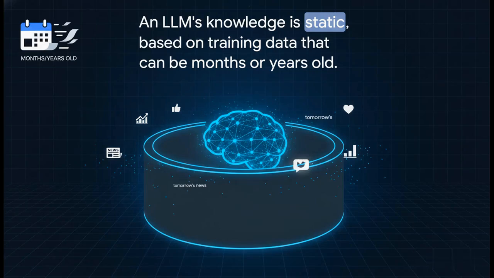So why does this happen? Well, it's because a standard large language model has this one big problem. Its memory is basically frozen in time. Its knowledge is totally static, based only on the data it was trained on. And that data could be months or even years old. It's kind of like asking a historian to comment on tomorrow's news. They just don't have the data yet.